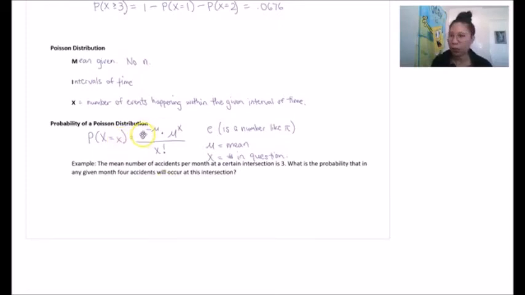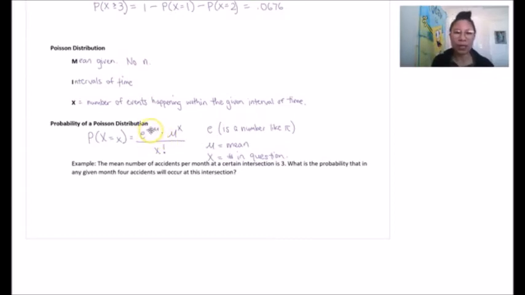So e, I don't know if you've seen e before, but it's just a number. It's kind of like pi, where pi stands for the number 3.14159, blah, blah, blah. So lots of decimals after it. E is the same thing. It's just a different number. It's 2.71828... Like, again, the decimal doesn't end. It just keeps going forever. That's why we don't actually write it out. We just write e. Okay.